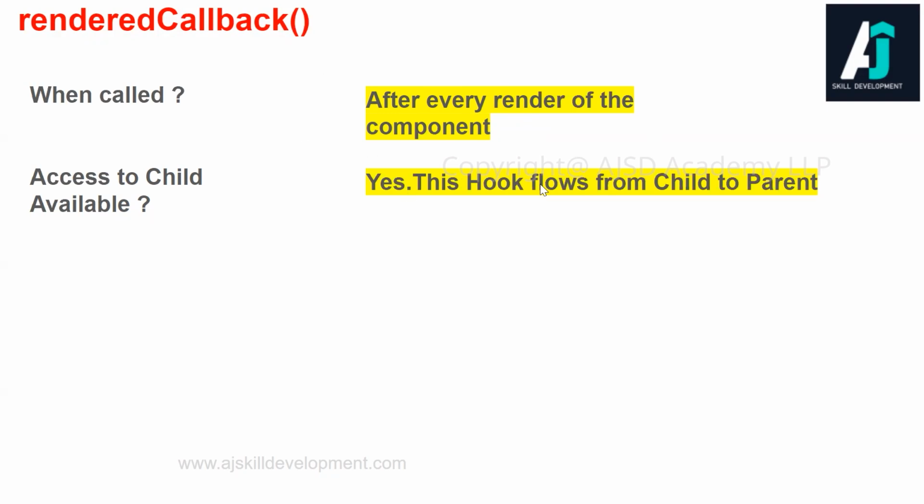And this hook flows from child to parent. Why it is child to parent, we are going to see soon. We'll understand this with the example also. Previously, the constructor and the connected callback flowed from parent to child, I told you. This hook is flowing from child to parent. You can just make a note of it. We will discuss it at the end of the video with the example also.